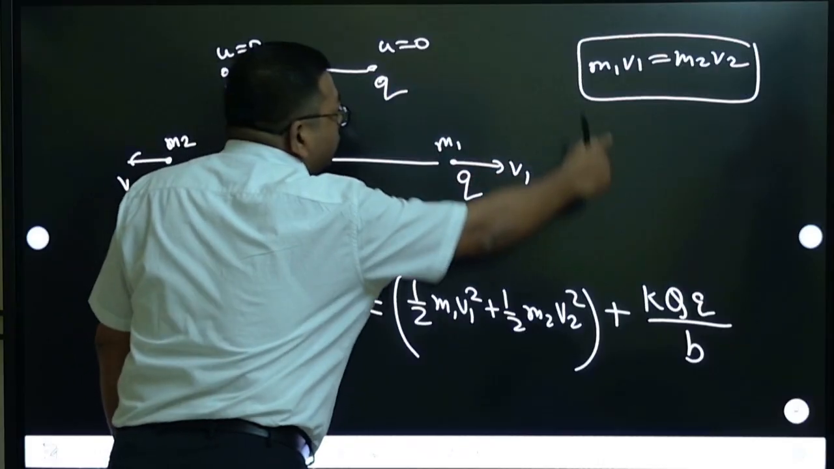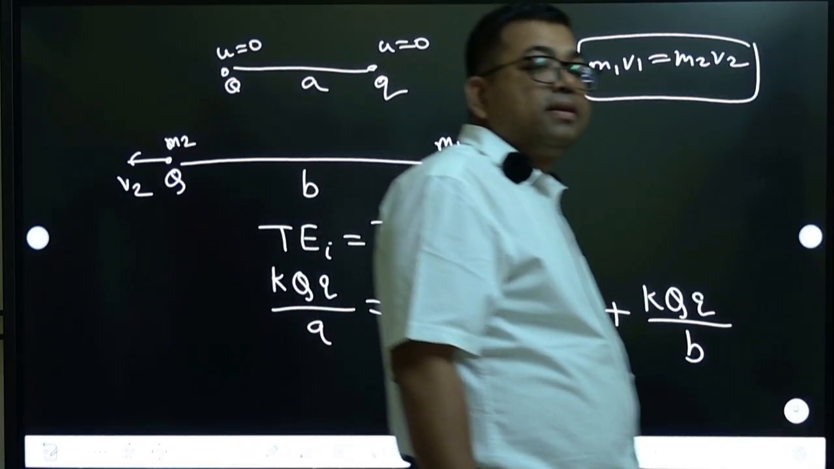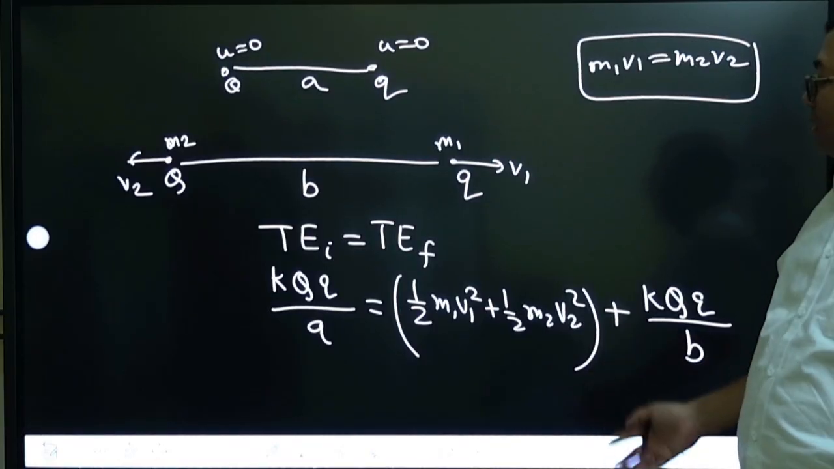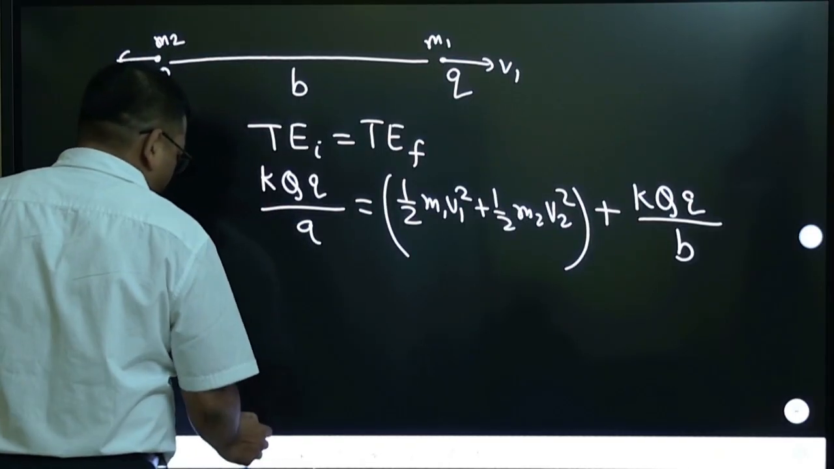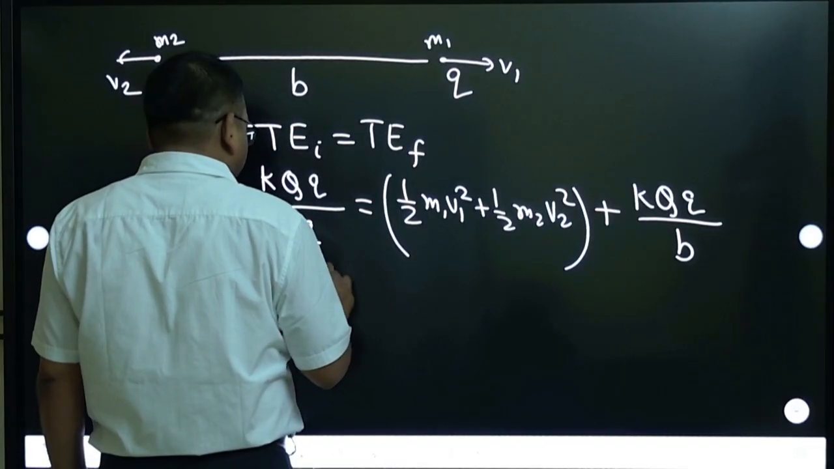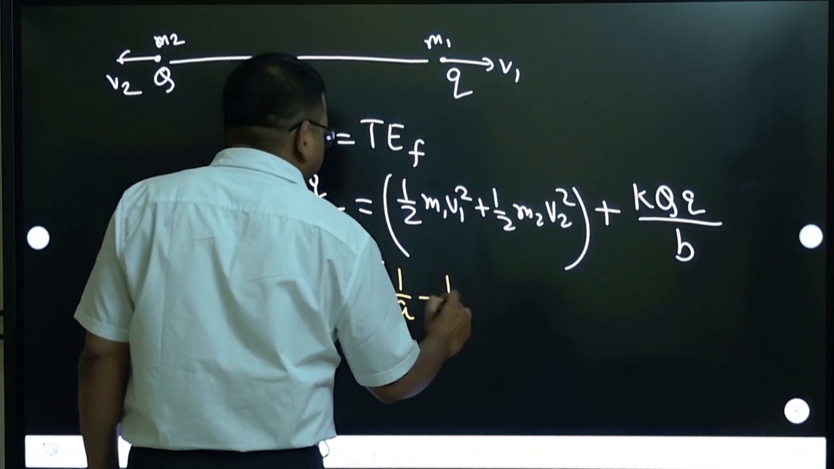And now substitute v2 in terms of v1 and solve for v1. Clear? Yes. You can just substitute from here and solve it. It will be just a very small thing. So from here k q q you take common, k q q times 1 by a minus 1 by b.